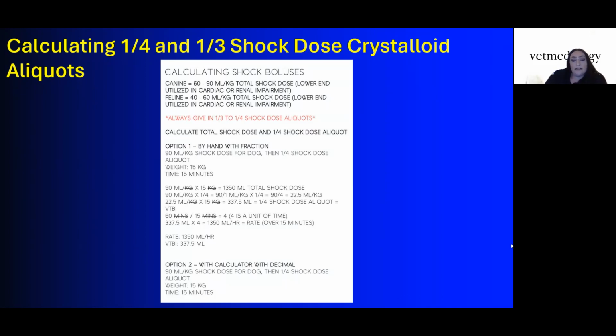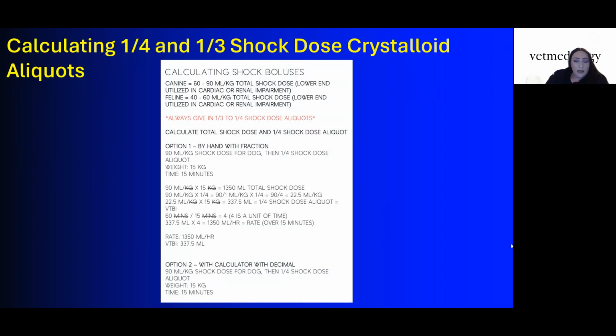Always give in one-third to quarter shock dose aliquots. It's called a fluid challenge. You never want to give a total shock dose unless the animal is bleeding out faster than what you're able to get fluids in. And at that point, you should just be slamming fluids in with a slam bag.